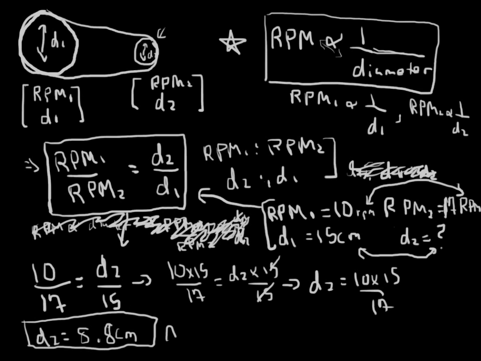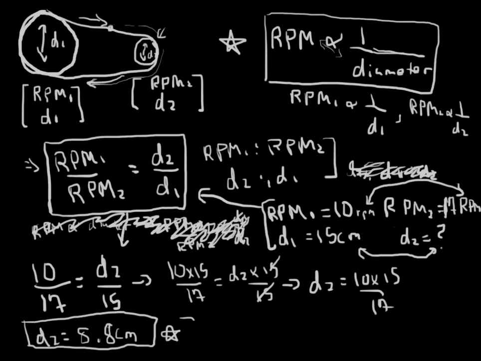Well, let's do a quick check to see if this is correct. So the first one was moving at a slower rate than the second one. So then it would have to be a bigger diameter than the second one, because the rope is traveling at the same speed always. If you take a point on the rope, it will always be traveling at the same speed. So the second one is smaller, of course.